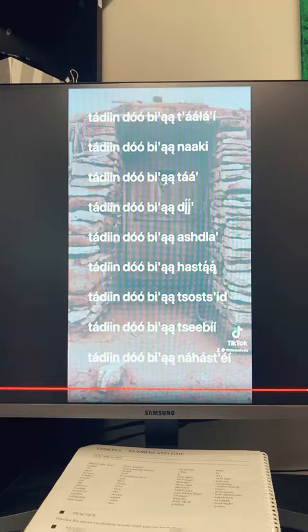Okay, and then 40 obviously is going to be Disdeen, and we already reviewed that in the beginning of the video. So when we go 40, of course we're going to go Disdeen do ba'an t'alai. Disdeen do ba'an naki. So then you just replace this part with the 40, the 50, 60, 70, 80. Disdeen, ashladeen, hastadeen, tostadeen, sebedeen, nahastadeen. Okay.